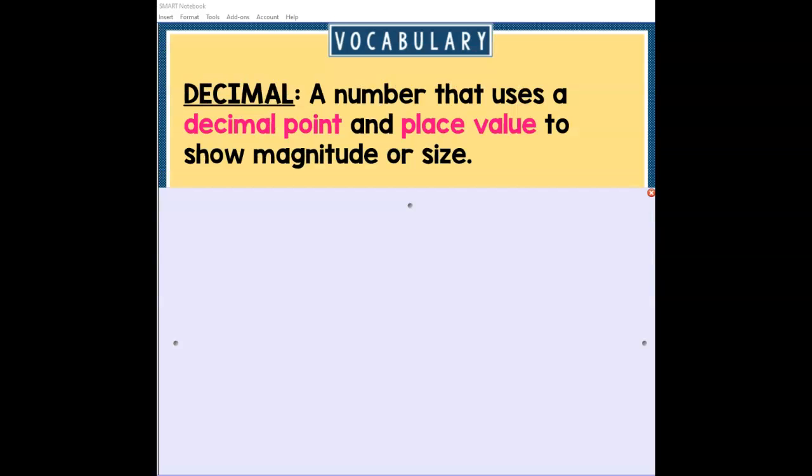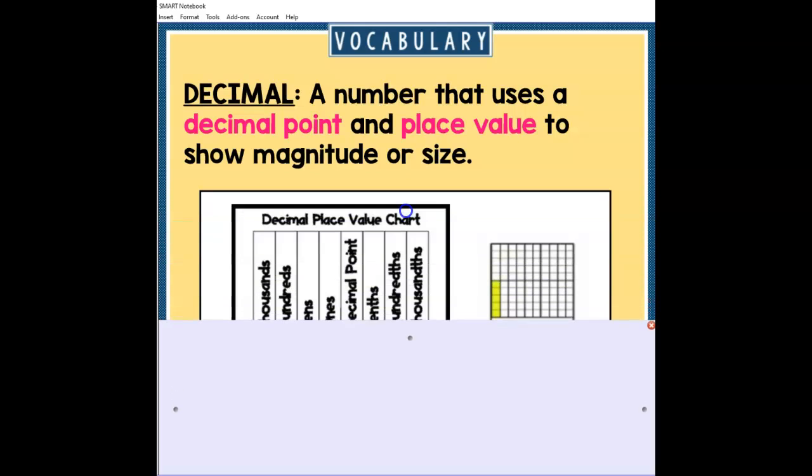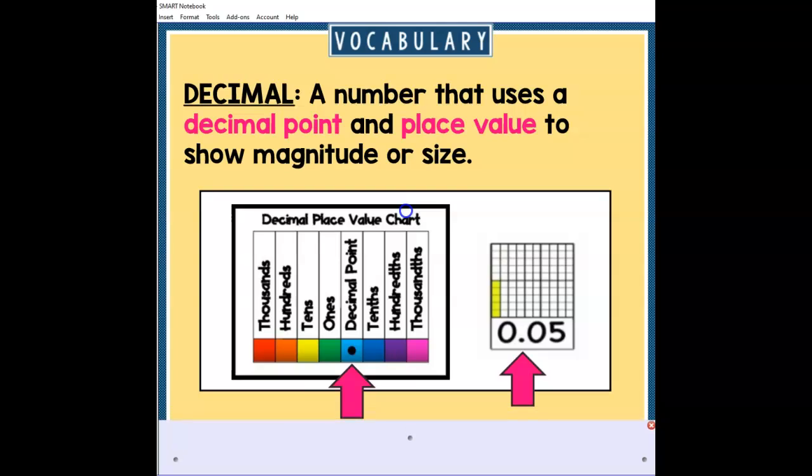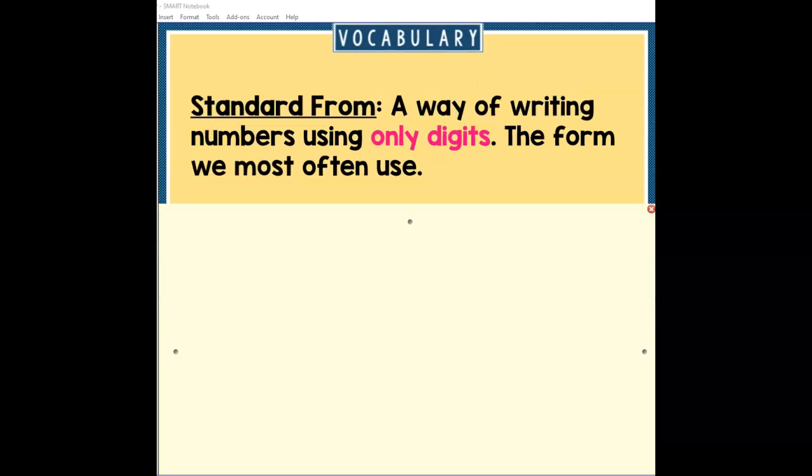So today there's a few new vocabulary words. We're going to review decimal from yesterday. Remember, that's a number that uses a decimal point and place value to show magnitude or size. Whenever we think about decimals, we want to think about that decimal point, and we want to think about place value: ones, tens, hundreds, thousands, and then to the right of the decimal point, tenths, hundredths, thousandths, and so on.